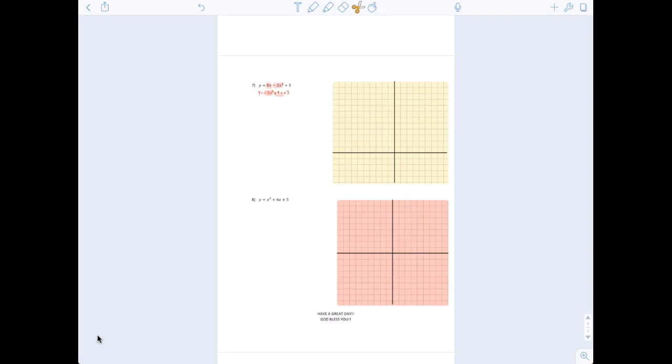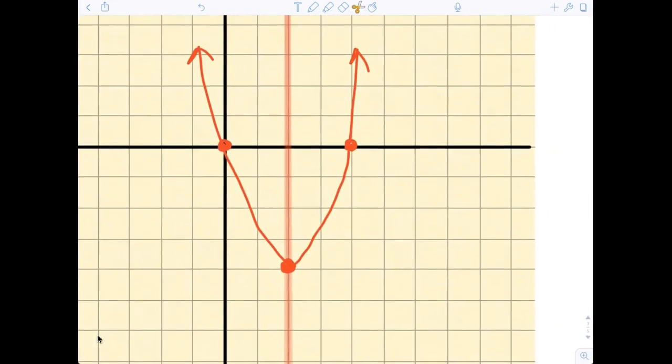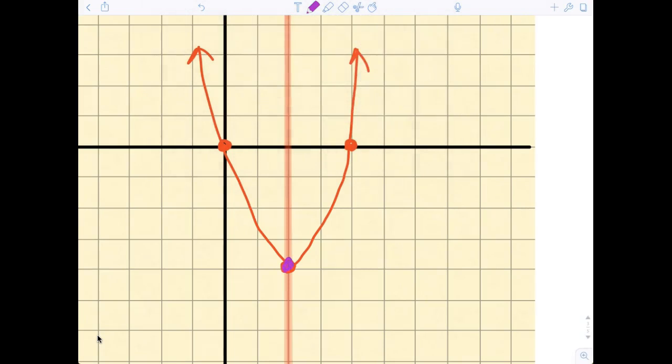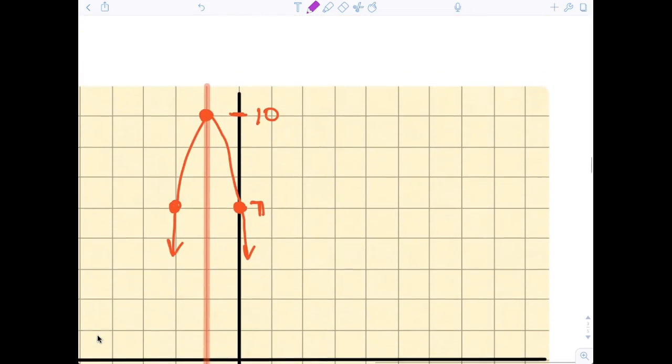How can you tell if it's a minimum or maximum? So I want you to look at this point right here. Is the vertex a minimum or a maximum? Tell me. Is it the highest or the lowest point on the graph? This point right here. So that's called a minimum. You see how easy it is, right? And then this one over here is a maximum, because it's the highest point on the graph. That's all there is to that.